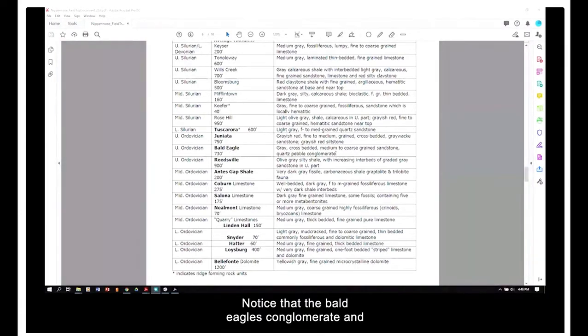Notice that the Bald Eagle is a conglomerate and a sandstone, and Tuscarora is a sandstone, whereas the Juniata is a siltstone, and then these shales are small clastic material that weather fairly quickly. So maybe that's explaining why we have those differences in elevations. Interesting. And then if that's the case, then these limestones, the OLST, right, any of these limestones, then we would expect to be further out into the valley, because now we've done our job.